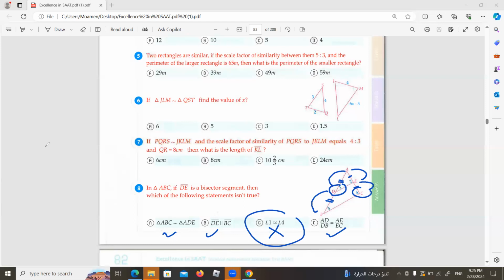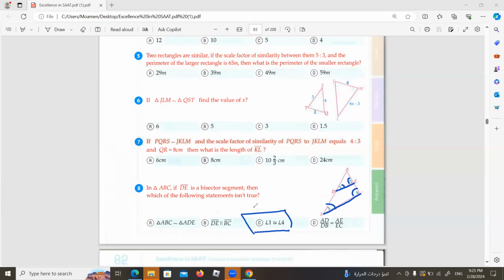Why again? The answer will be letter C because the corresponding angles are equal, because this line is parallel to this side. So angle 2 and angle 4 are corresponding. Angle 1 and angle 3 are corresponding. So angle 2 equals 4, 1 equals 3. 1 equal to 4 is wrong. So this is our answer because it said is not true.